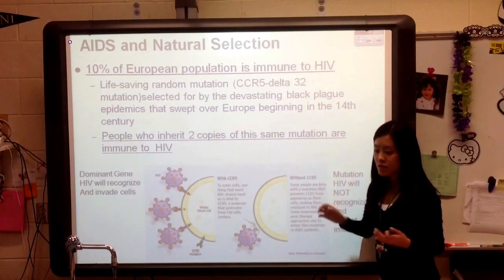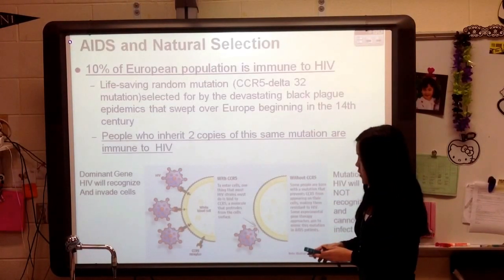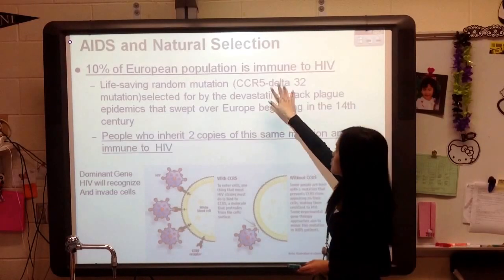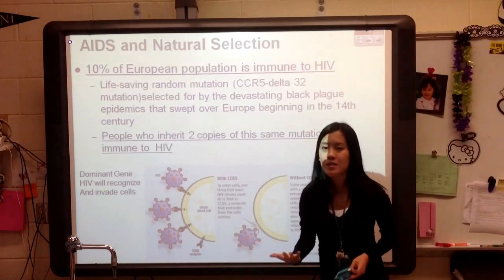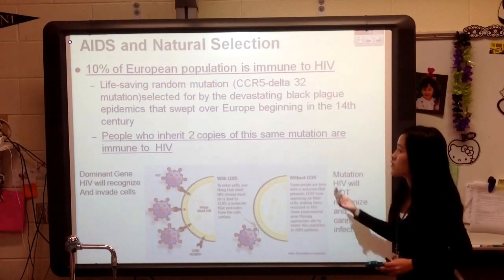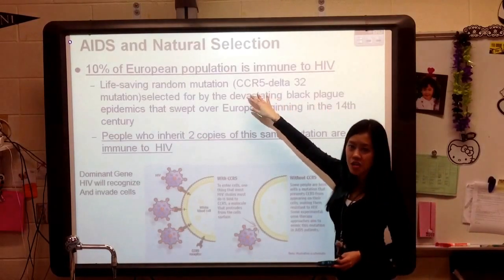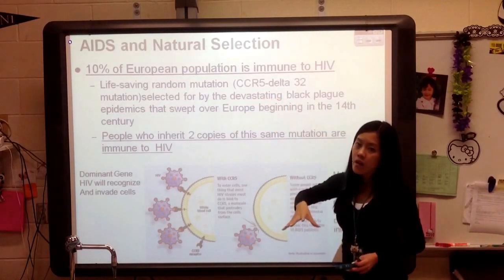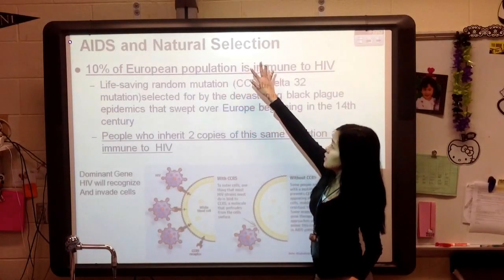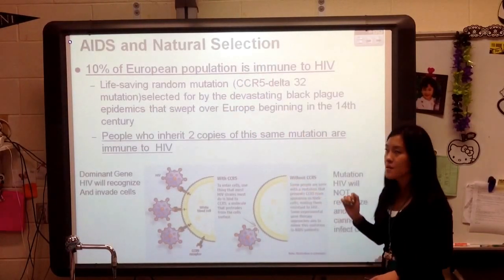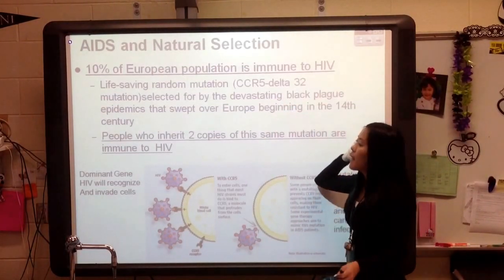So in history class, you learned about the Black Plague, and it actually allowed certain people with this mutation to survive. So what we're really saying is that people with ancestors that survived the Black Plague didn't get infected because of this mutation. Now their future generations are actually immune to the HIV virus because of this mutation. So it's really, really rare.